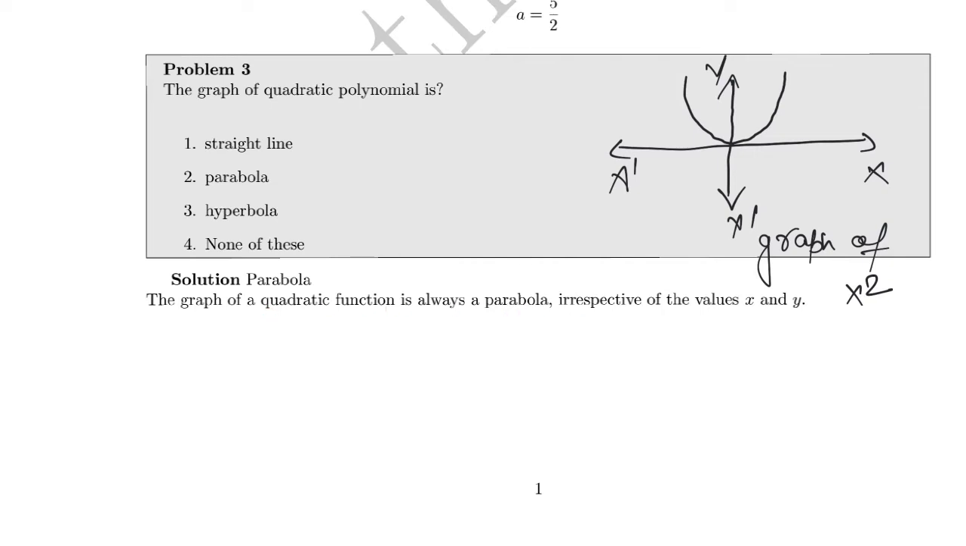Parabola. The graph of a quadratic is always a parabola irrespective of the values of x and y. The values of x and y do not change the graph. The graph is always a parabola.